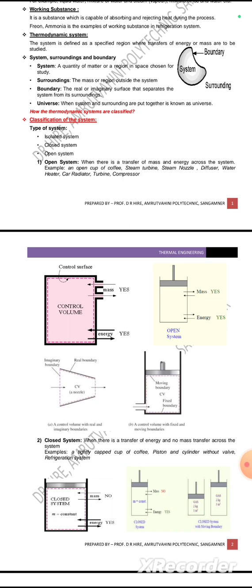So there is a mass of that particular volume that gets transferred, and the control surface is not totally isolated; there is a chance of energy coming inside the system or going out from the system. There are four diagrams shown for the open system, all giving the same example. So when there is a transfer of mass and energy across the system, that system is called an open system.